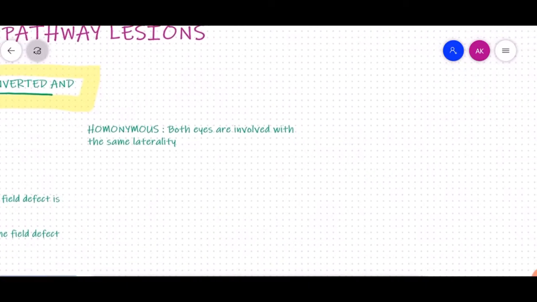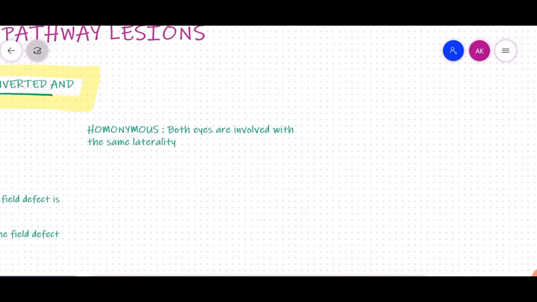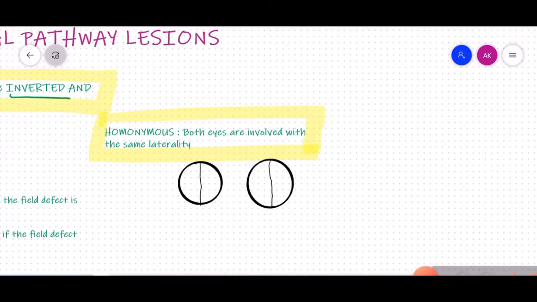The second thing that you should know is the meaning of homonymous, because this term is used when describing the visual field. Homonymous means that both the eyes are involved with the same laterality. That means if we consider this to be the visual fields of the right and left eye, in both the eyes either the right side of the visual field is affected or the left side of the visual field is affected. So this is what is meant by homonymous. That means the same side is involved in both the eyes.